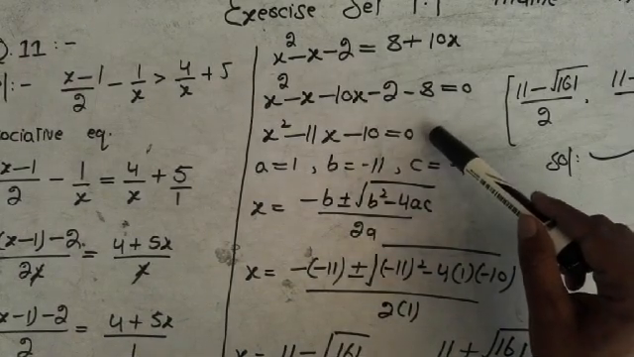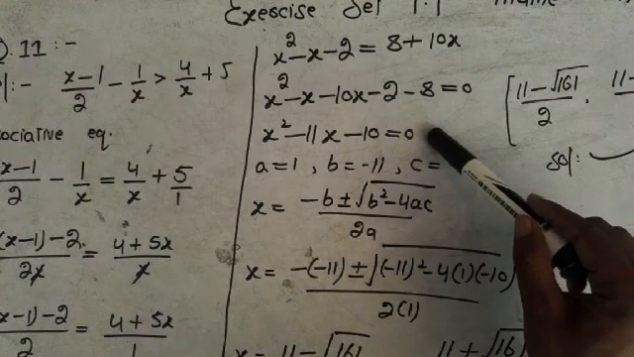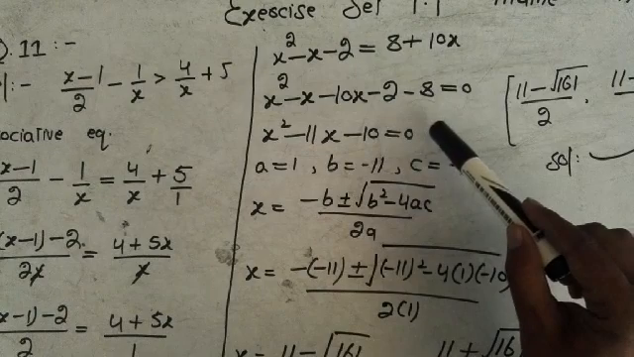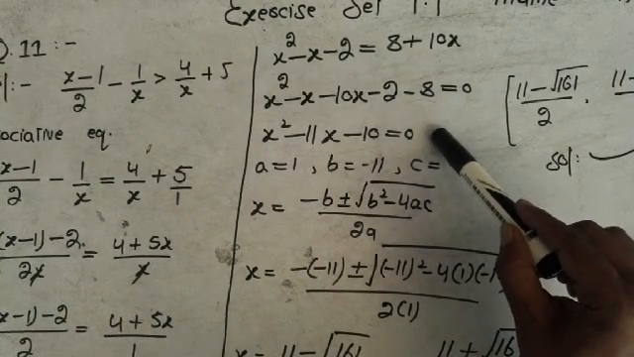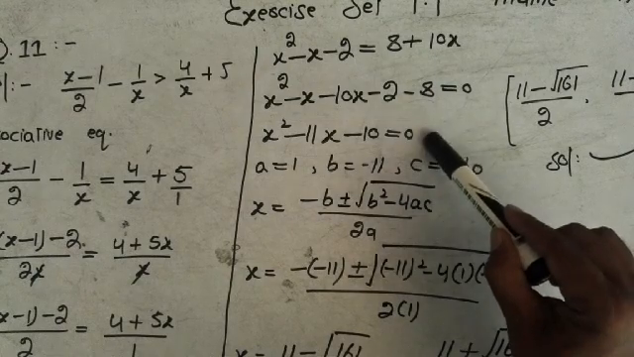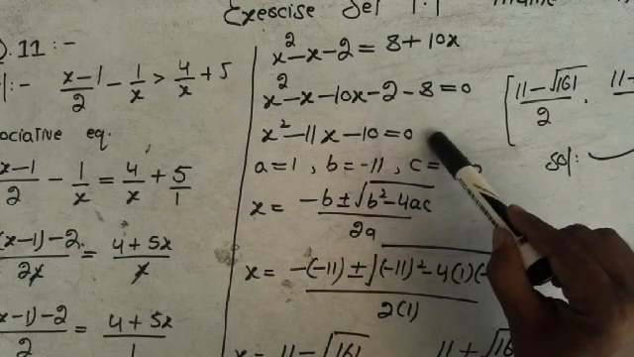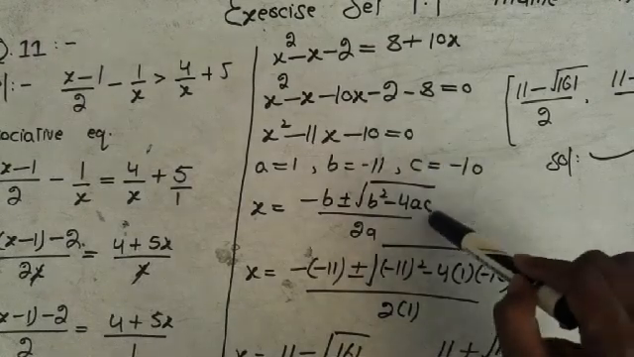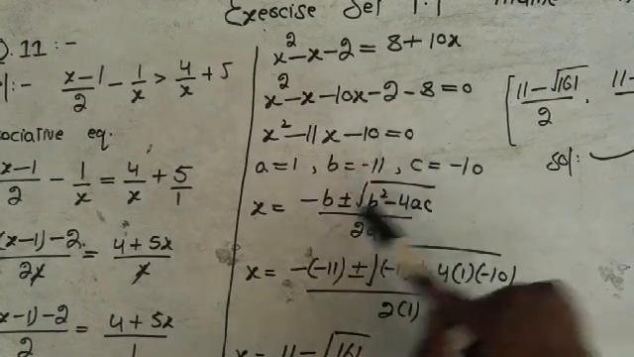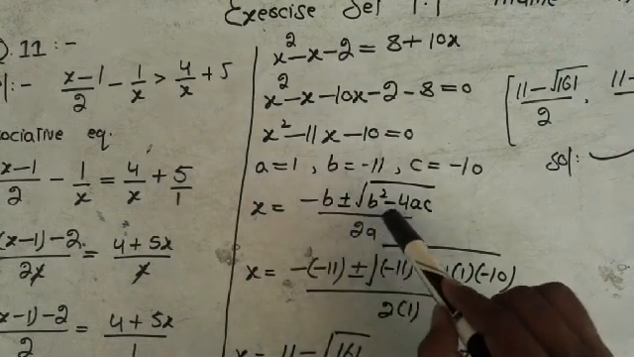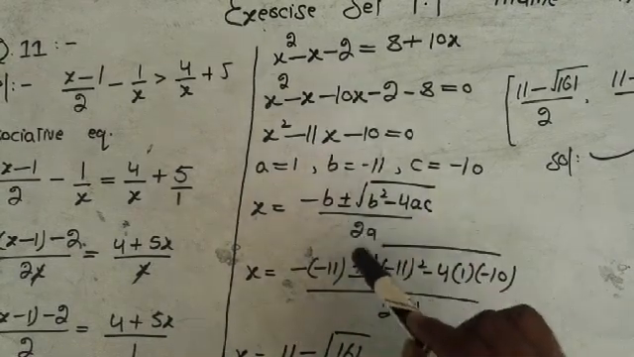We will solve second order equations by the factorization method and the second order formula. This is a second order equation, but we cannot solve it with the help of the factorization method. So that's why this equation can only be solved by the second order formula. The second order formula is that x is equal to minus b plus minus the square root of b square minus 4ac, divided by 2a.